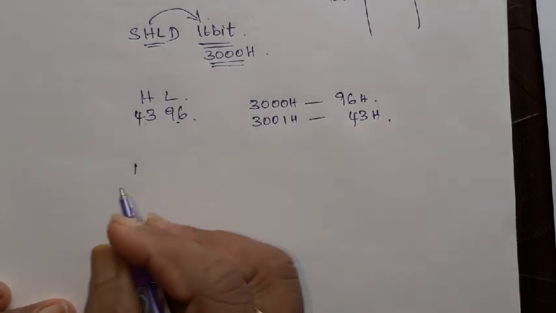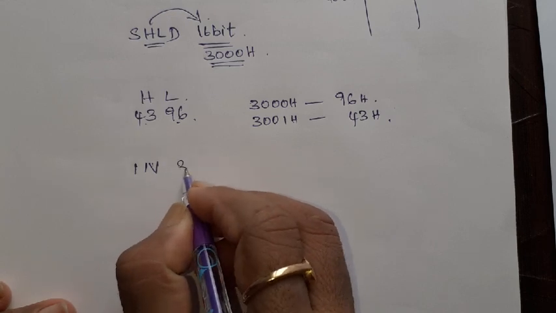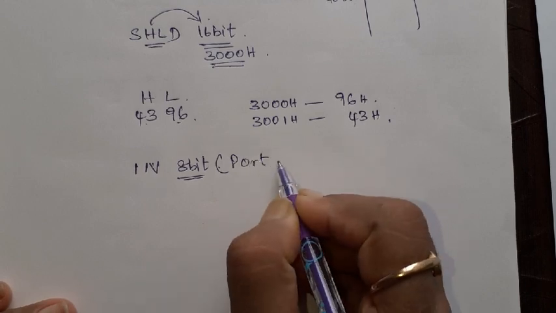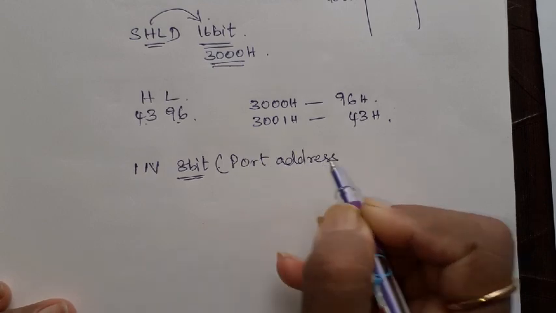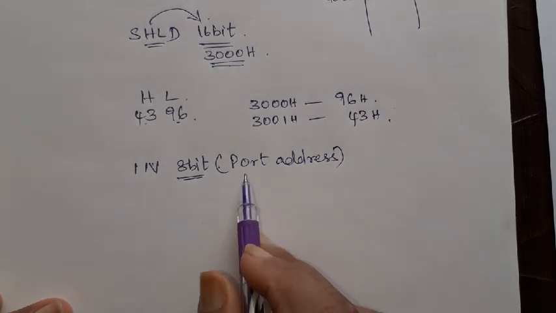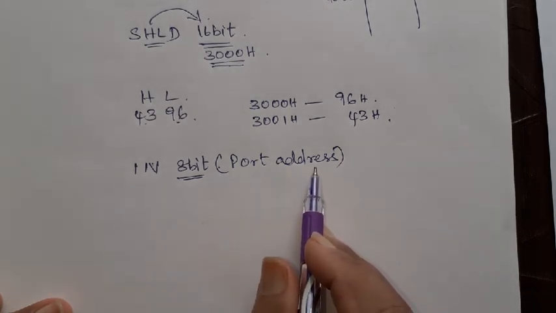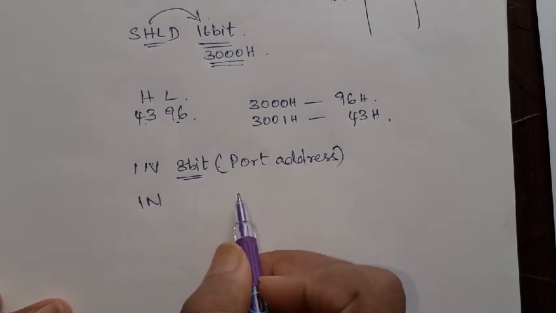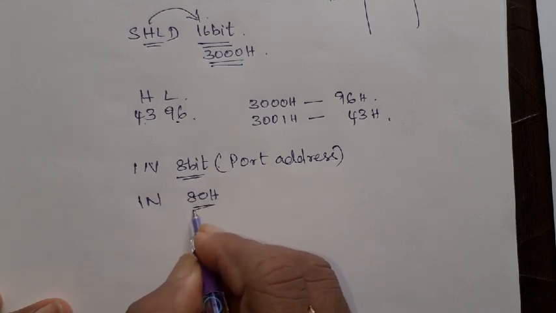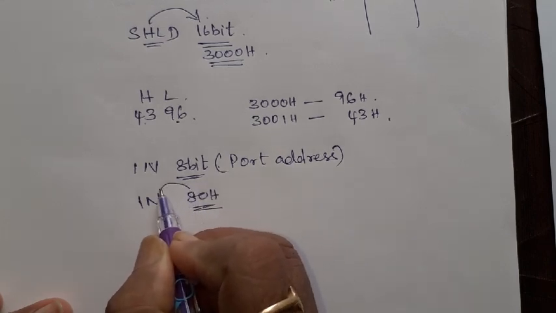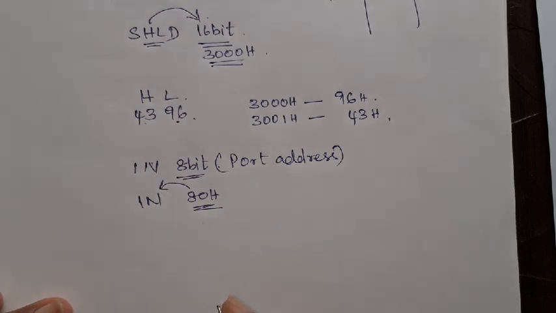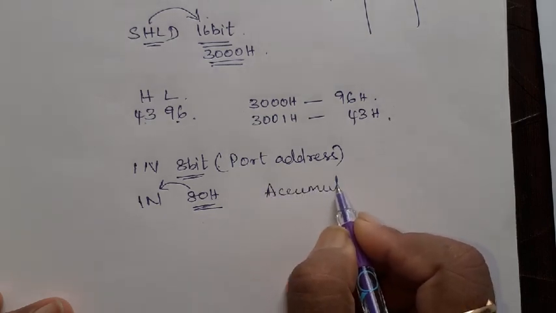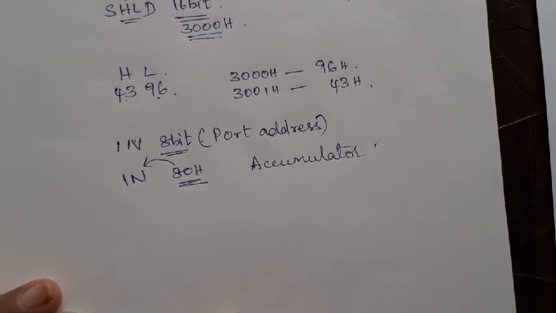Okay, so here IN 8-bit. Here 8 bits is the port address, the address where you connect this input device, you call it the port address. If I say IN 8-bit, from the input port whose address is specified, the processor will read the data and the data will go to accumulator.